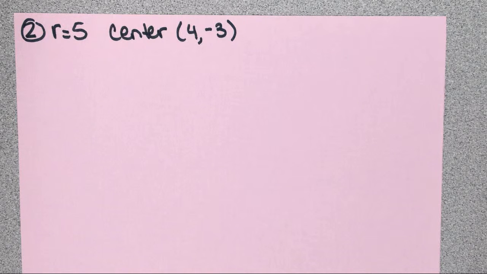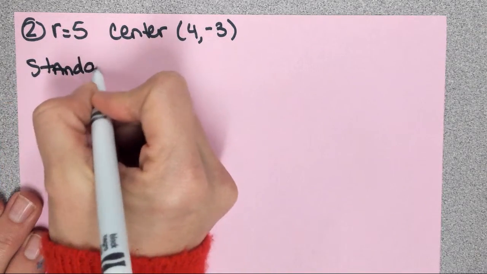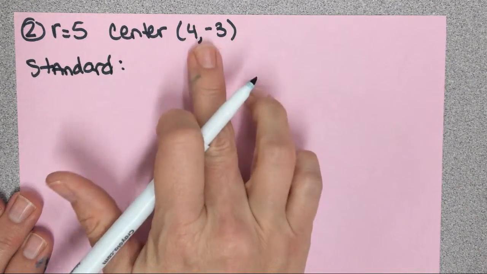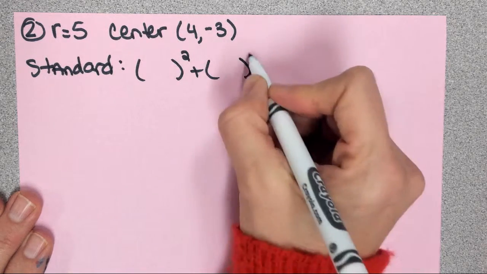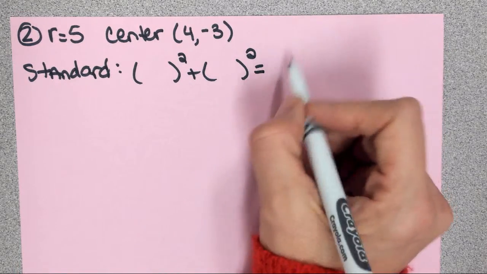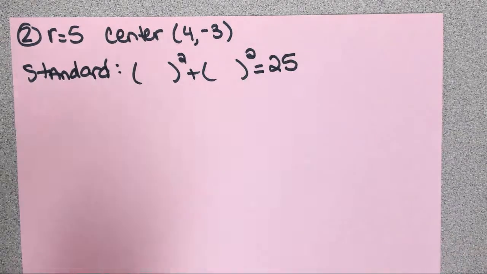Okay, so this time, is your center at 0, 0? No. So do I need parentheses? Yes. Okay. So here we go. And I'll spell it out this time so that we don't have anyone confused. So standard form. I need parentheses because I'm not at 0, 0. So parentheses squared plus parentheses squared equals, it will always be r squared. So what's going to be over here? 25. Done.